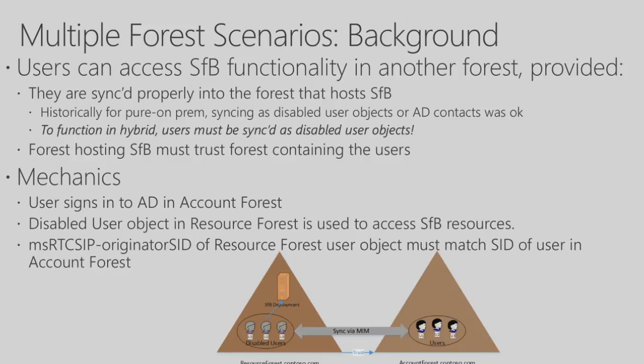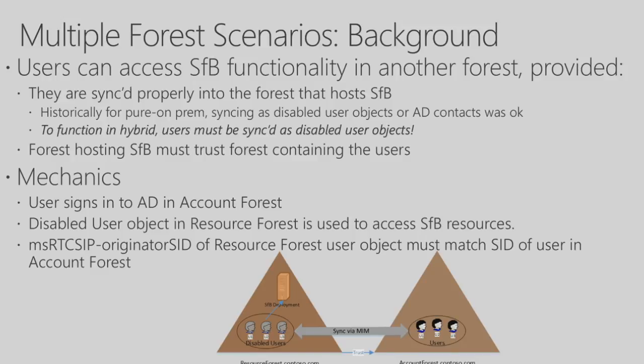The other thing is that you need to make sure that the forest that hosts Skype for Business trusts the forest where the users are, where they actually log in. So the mechanics of how this works is that I've got two forests here. I called it a resource forest on the left, an account forest on the right. So the users log on to Windows in the account forest over on the right. That's where they get all their Kerberos authentication, right?